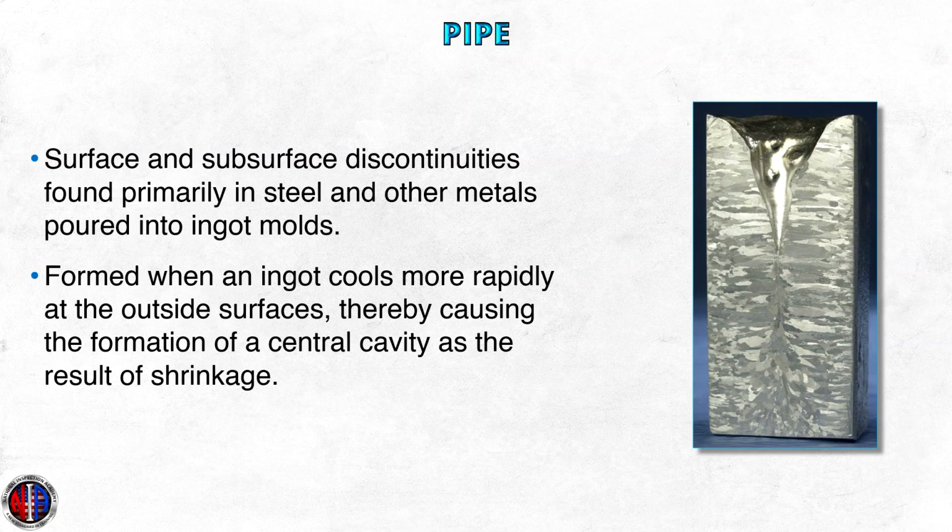Pipe. Pipe comprises surface and subsurface discontinuities found primarily in steel and other metals poured into ingot molds. Pipe is formed when an ingot cools more rapidly at the outside surfaces than the inside surfaces, thereby causing the formation of a central cavity as the result of the shrinkage.